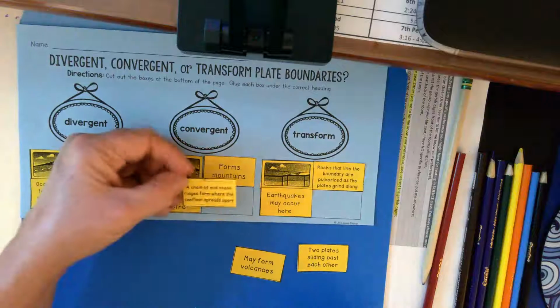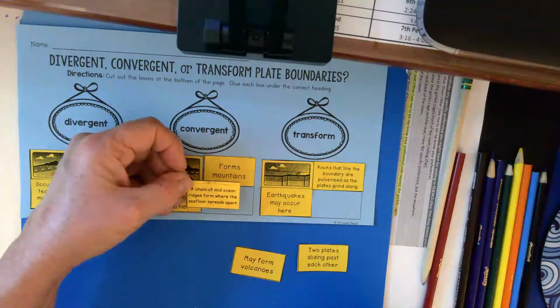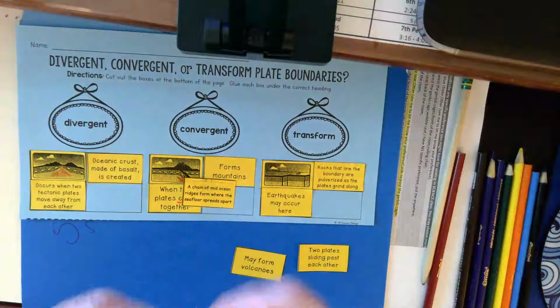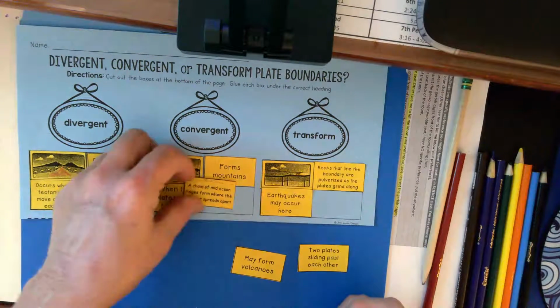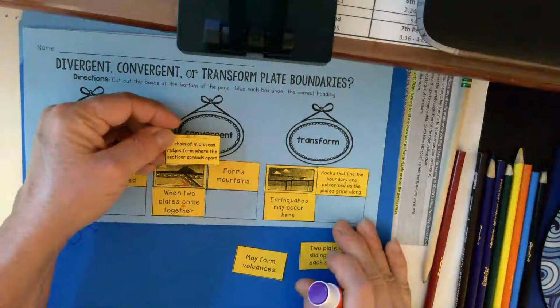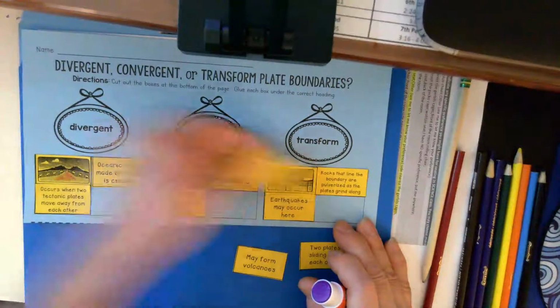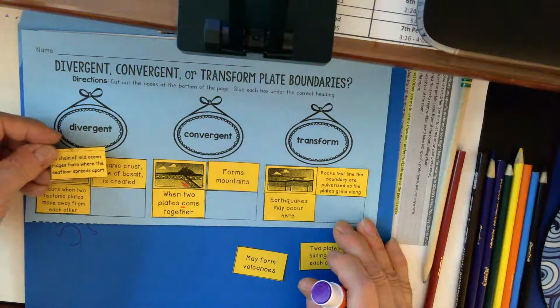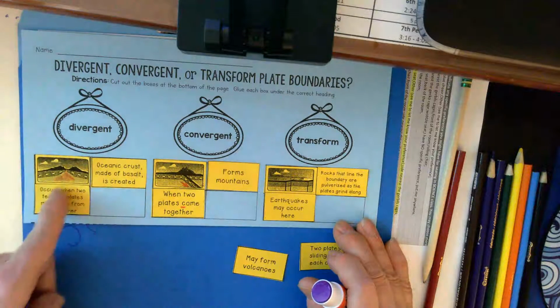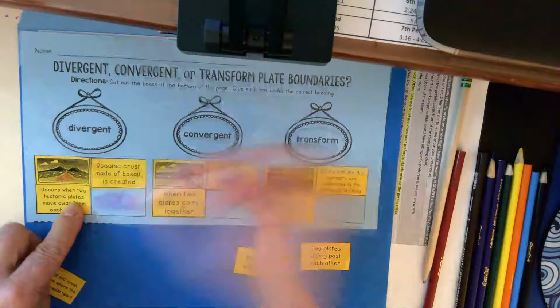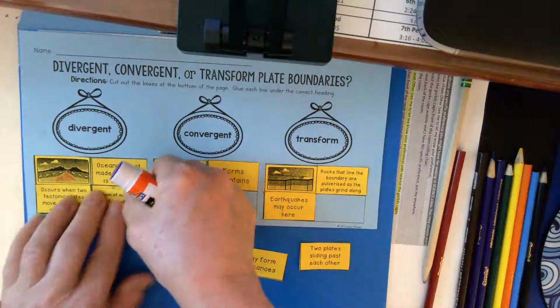Let's see. We have a chain of mid-ocean ridges that form where the seafloor spreads apart. Well, converging is definitely not spreading apart. And transform is not spreading apart. But divergent, we know, is dividing or spreading apart as the magma comes up and says, hey, make room for me. So I know that has to go under divergent.